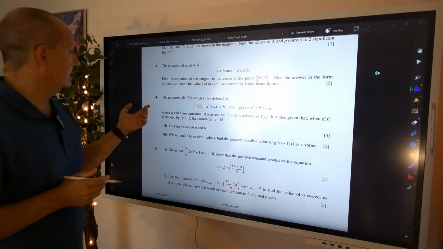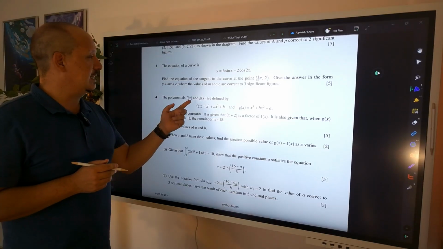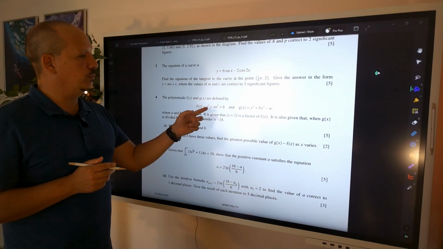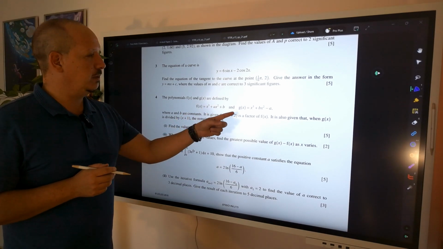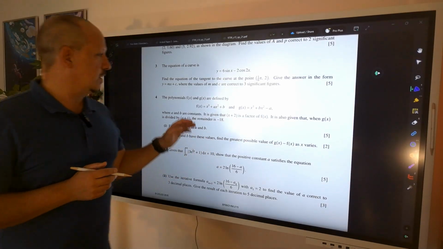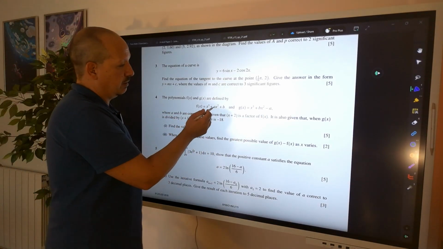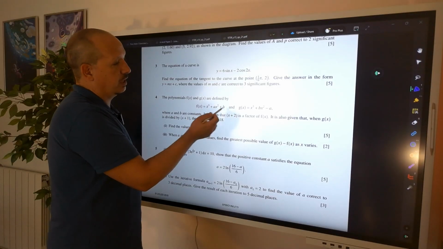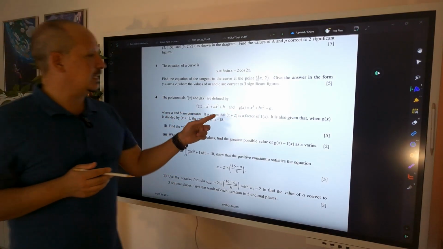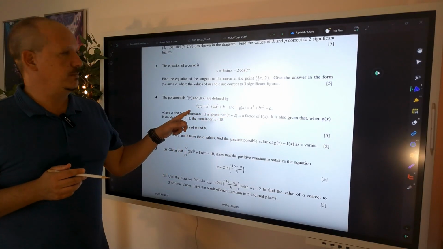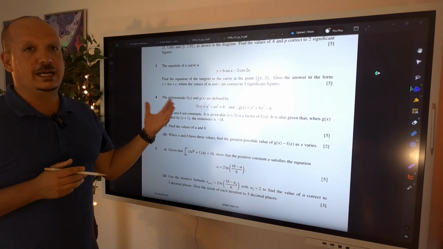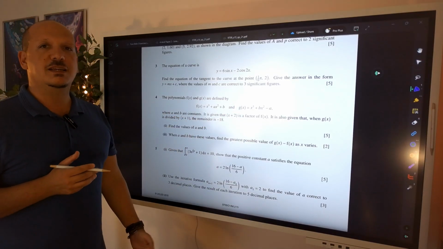The question asks, the polynomials f of x and g of x are defined by f of x is x cubed plus ax squared plus b, and g of x is x cubed plus bx squared minus a. So they are related by the coefficients of different terms, which are a and b, that are constants. It is given that x plus 2 is a factor of f of x, and it is also given that when g of x is divided by x plus 1, the remainder is minus 18.